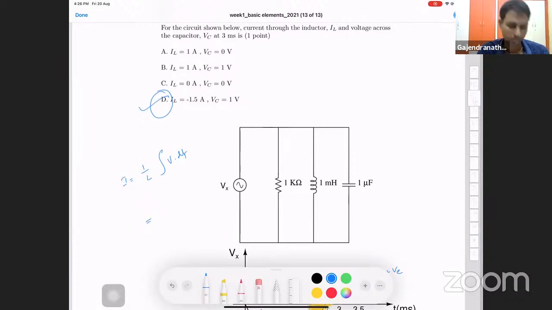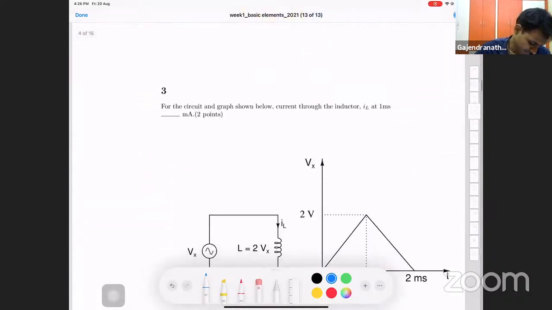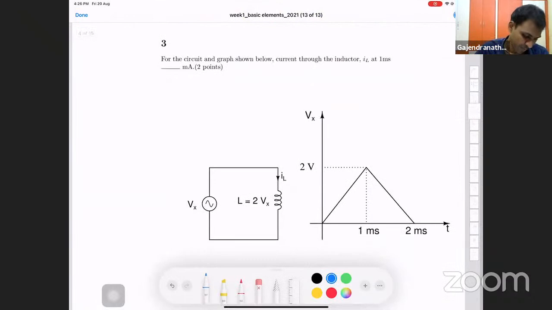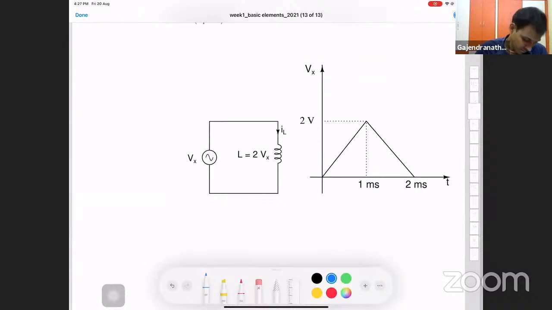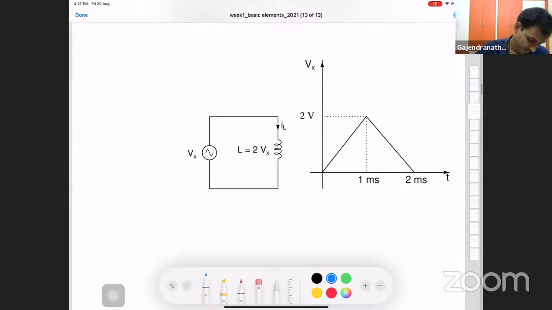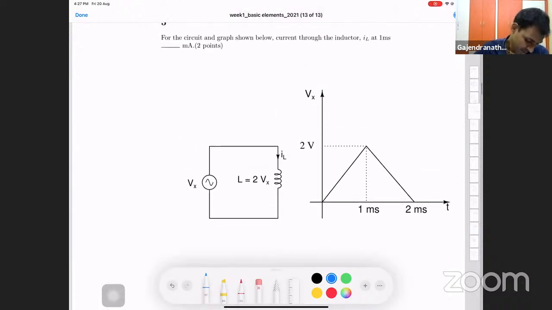Okay, now let me go to question 2. For the circuit and the graph shown below, what is the current through the inductor IL at 1 millisecond? This question is very tricky. I don't know how many of you could answer it. The problem here is that the value of inductance itself is a function of the current going through it. What we are interested in is the voltage across the inductor, and the current through the inductor.